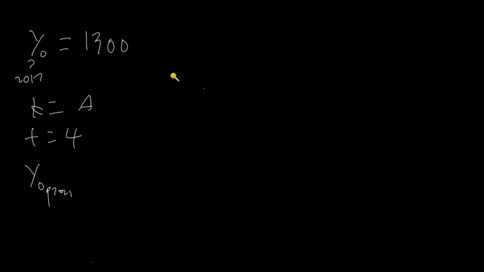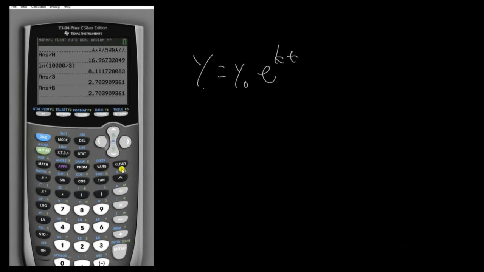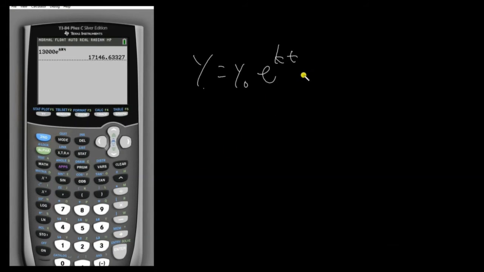And then this means I want to figure out what is the initial population of the monkeys at 2021. Yeah? So then I'm just going to call this Y. And I'm going to say this, and then solve this equation. It's going to give me 17,147.